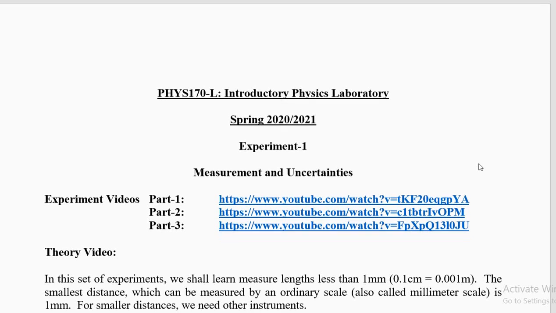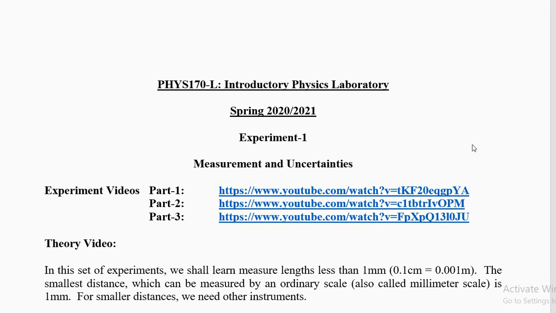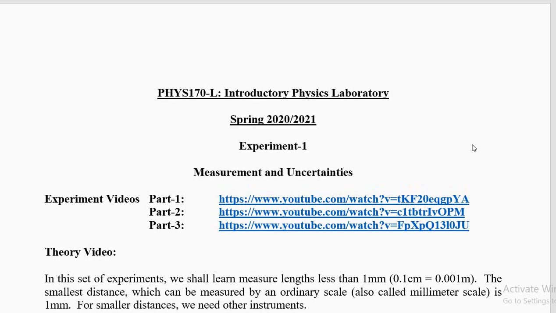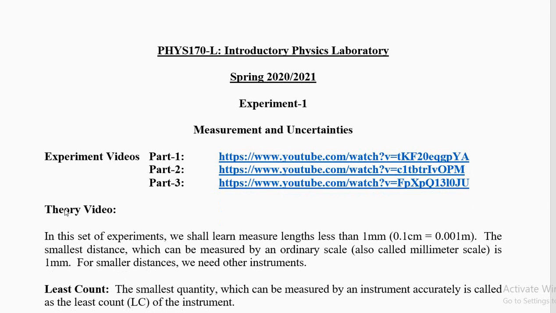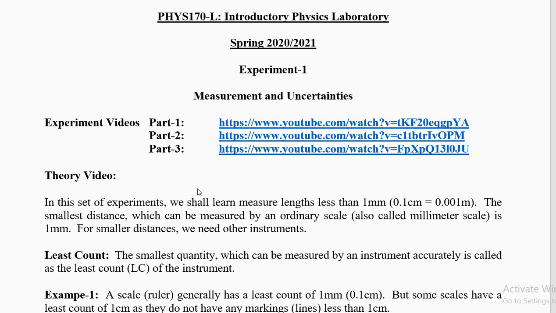Every experiment will have two sets of videos. The first set will be from your lab with the apparatus and the actual experiment, and the second video will be based on my notes, which I like to call the theory video because it's from my notes on my laptop. The experiment videos are from your lab with the equipment. In this particular experiment, there are three small videos, part 1, part 2, part 3, and the theory video is what you are watching right now.